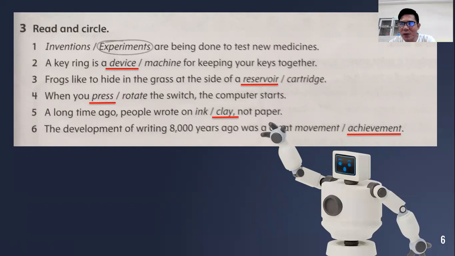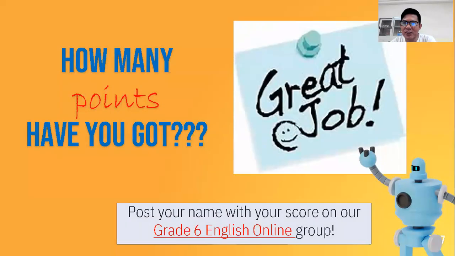For number 3, we've got 10 points. For number 2, we've got 6 points. For number 1, we've got 14 points. Total score, 30 over 30. All right, how many points have you got? Don't forget to post your name with your score on our grade 6 English online group.